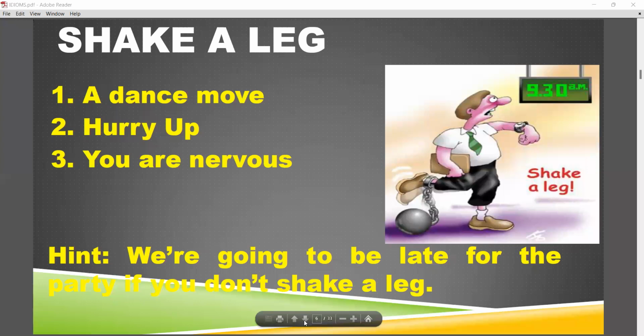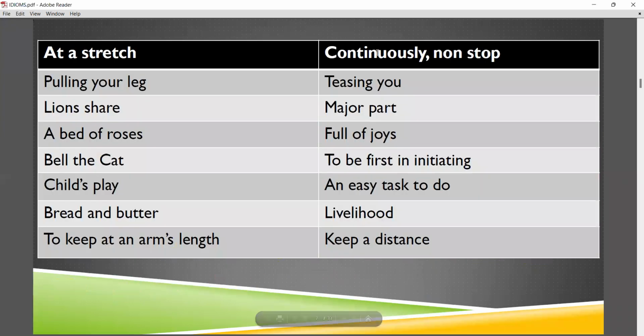Yeah, so these are some of the idioms. I'm sure you must know most of them. Okay, so at a stretch. We say, we're going to finish this work at a stretch. That means continuously, non-stop. Why are you pulling my leg? That is to tease you.